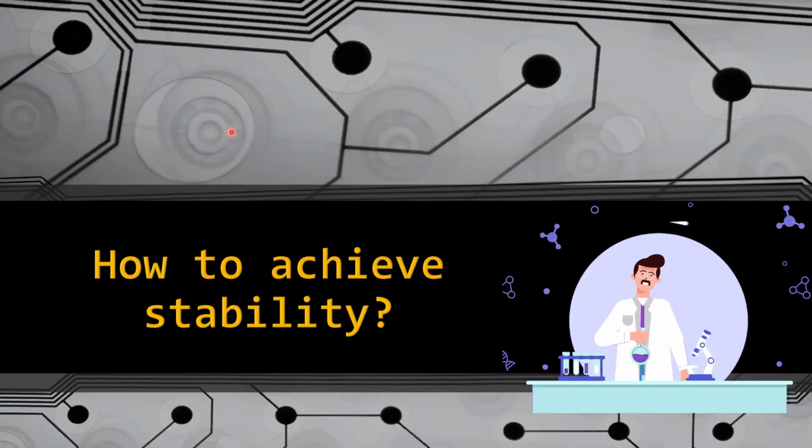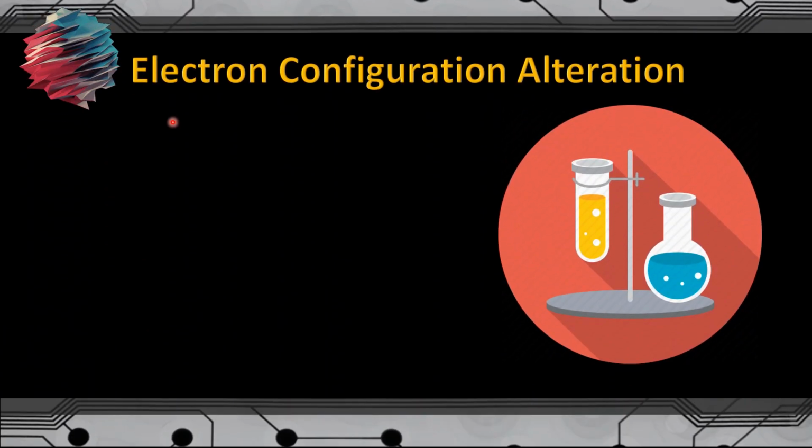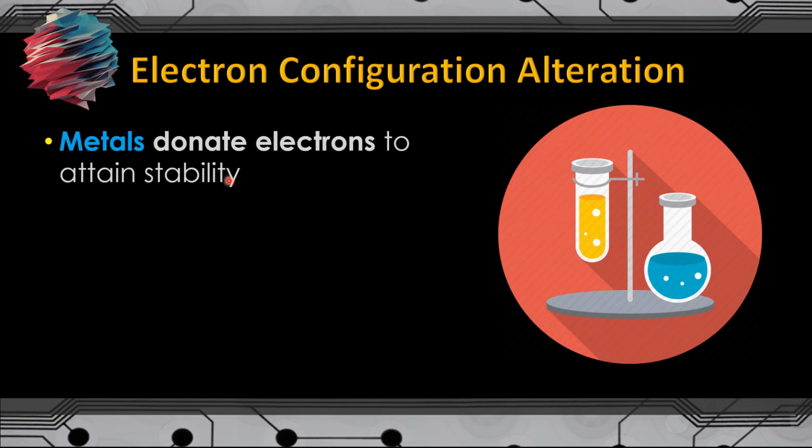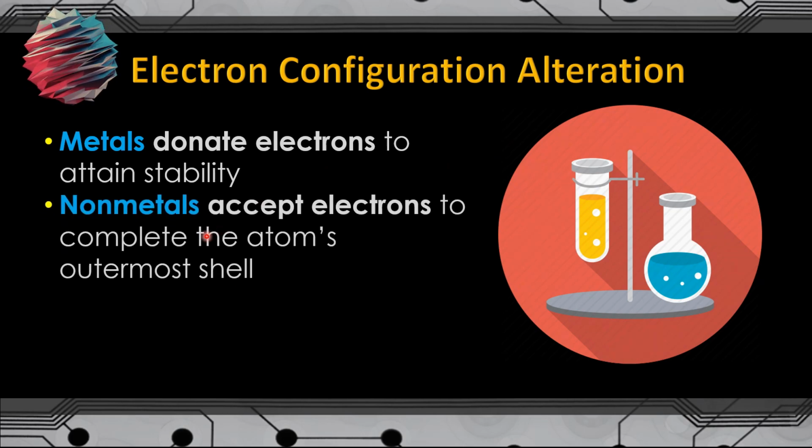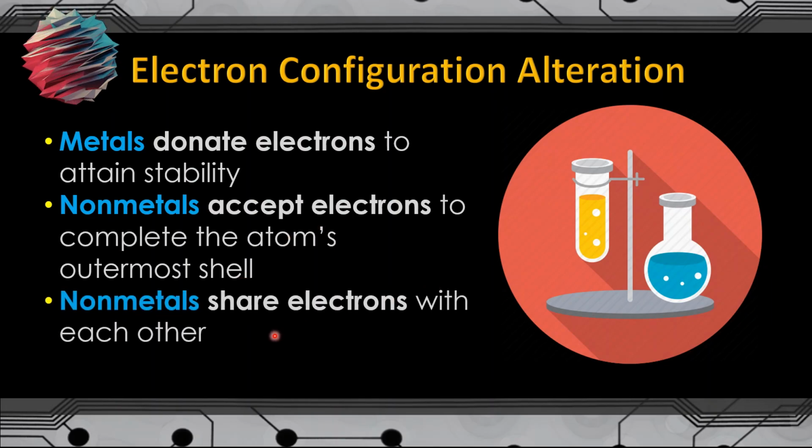To start with, let us try to see how atoms achieve stability. Stability is achieved via the alteration in the electronic configuration, and there are three possible ways. First, metals donate electrons to attain stability. Nonmetals, on the other hand, can accept electrons to complete the atom's outermost shell. But nonmetals can also share electrons with each other. This alteration results in chemical bonding.